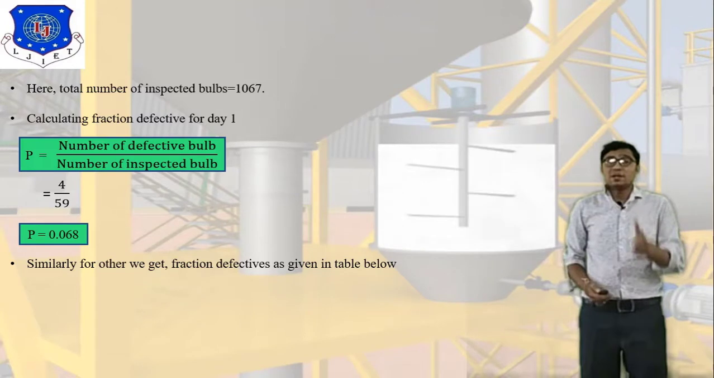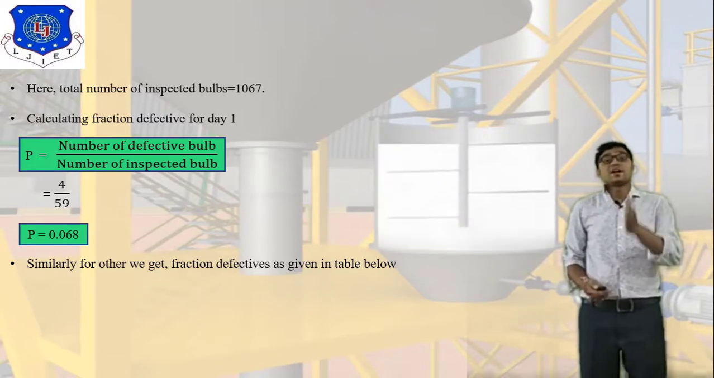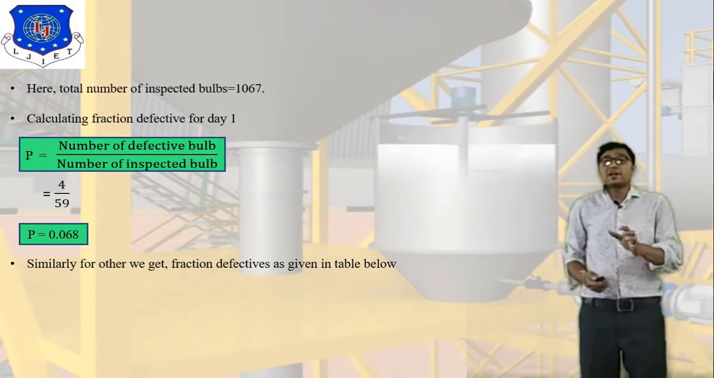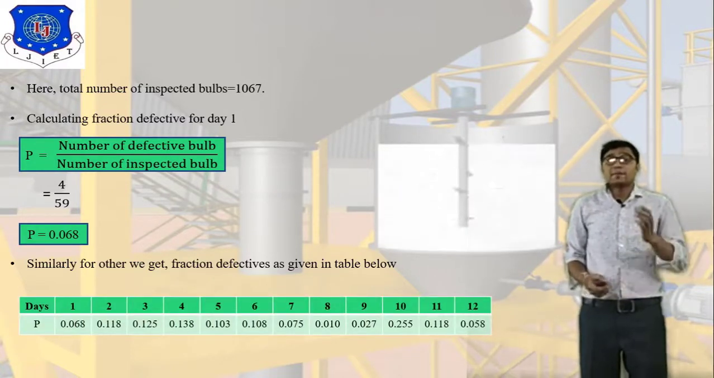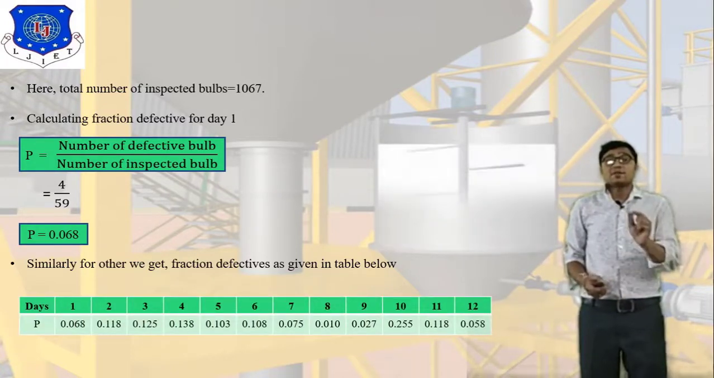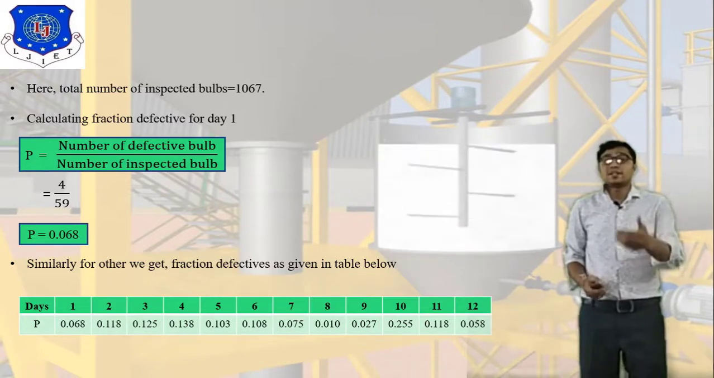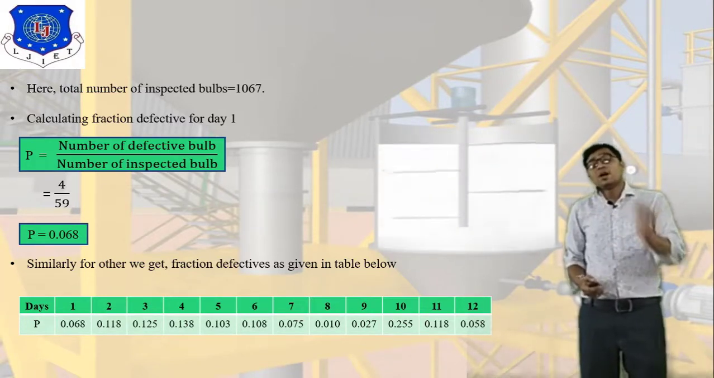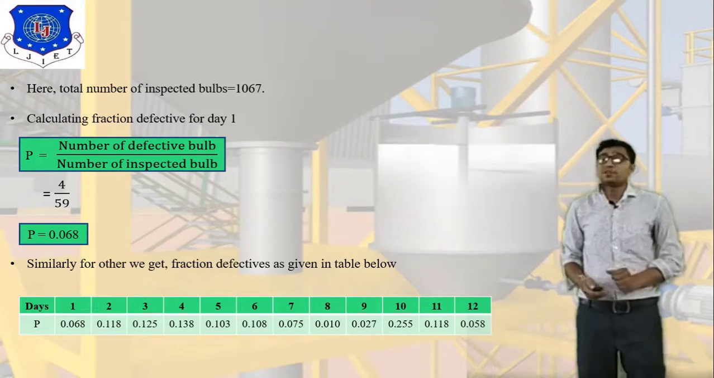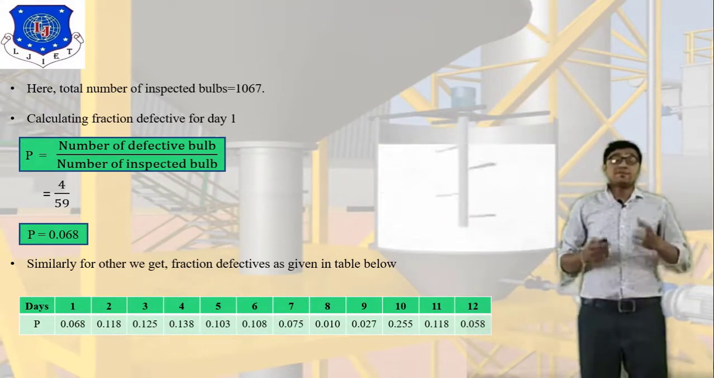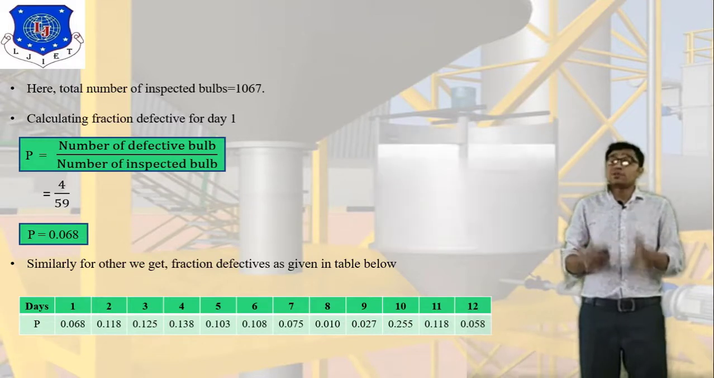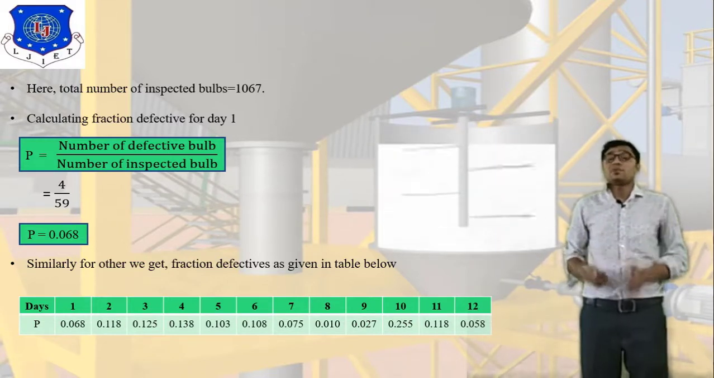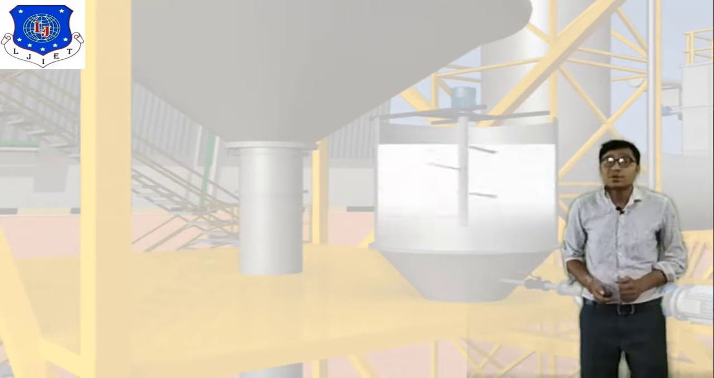Similarly for others we can get fraction defective as given in the table. You will get P for day number 2 equal to 0.118, on day number 3 equal to 0.125, up to day 12 equal to 0.058. So in this way, first step you need to calculate P. After that you need to find out P bar. Move forward to next slide.